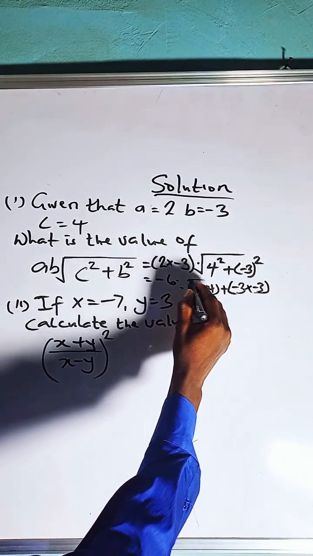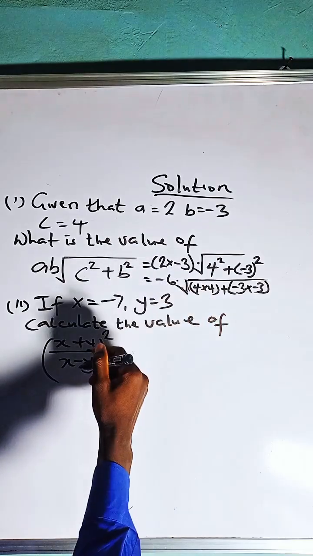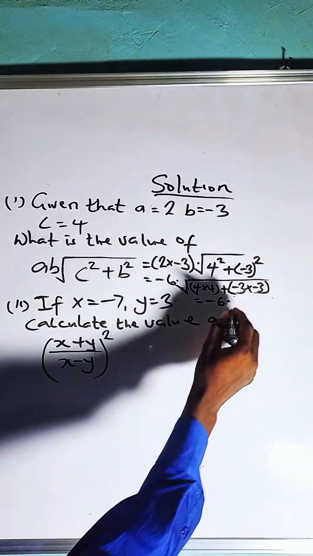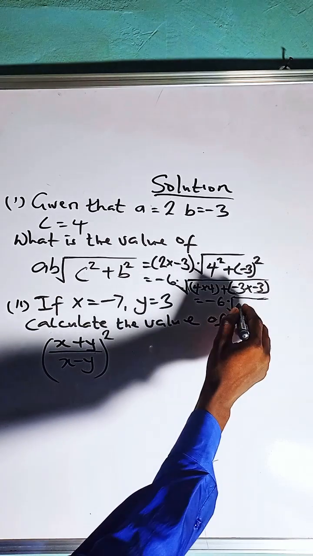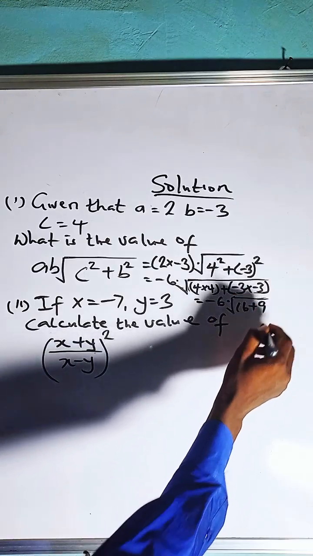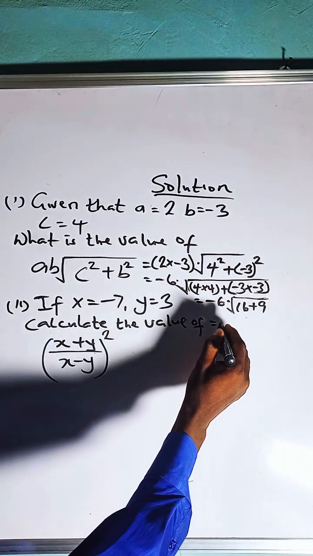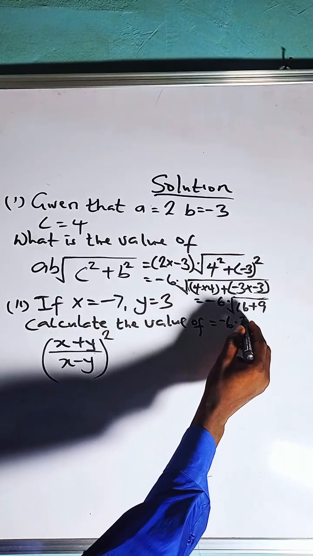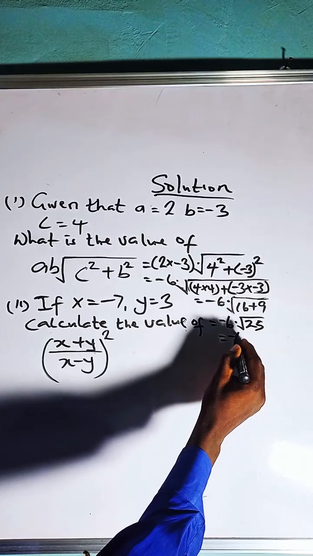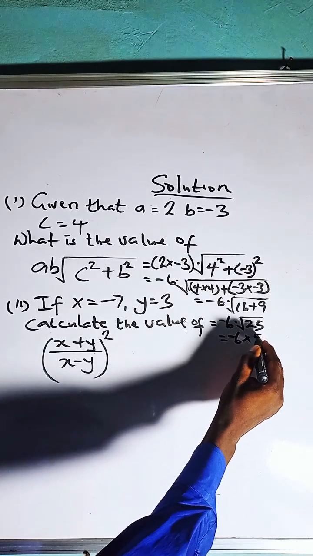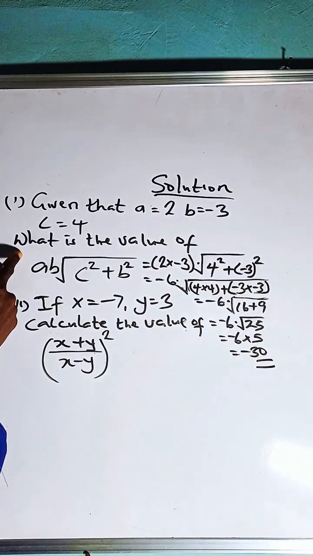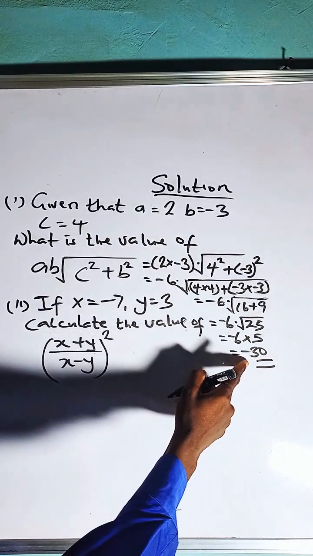So we have our square root. Here we have -6 times the square root of 4 times 4, which is 16, plus -3 times -3, which is 9. So we have -6 times the square root of 16 plus 9, which is 25. Then -6 times the square root of 25, which is 5, gives us -30. So the value of this expression equals -30.